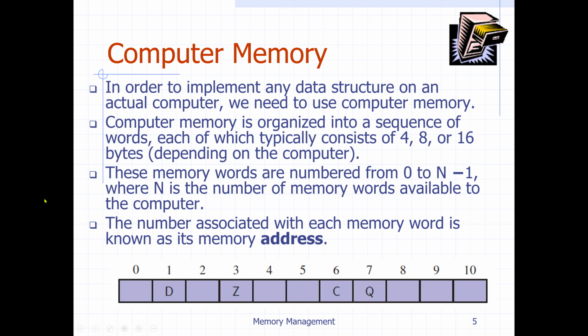So computer memory is organized into a sequence of words, each of which typically consists of 4, 8, or 16 bytes, depending on the computer. And these memory words are numbered from 0 to n-1, where n is the number of memory words available to the computer. Also, the number associated with each memory word is known as the memory address.